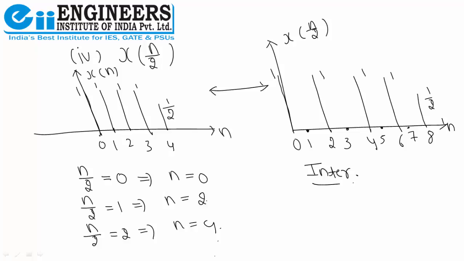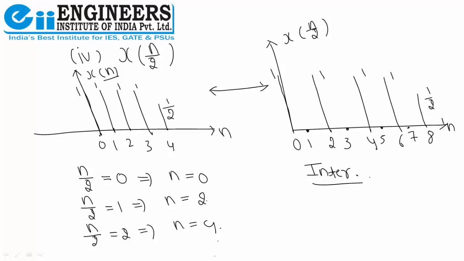So what is interpolation? If the number of samples in the resultant signal is greater than the number of samples in the original signal, then this process is called interpolation. Here in the original signal my samples are from 0 to 4, but in the resultant signal my samples are from 0 to 8. So this process is called interpolation.